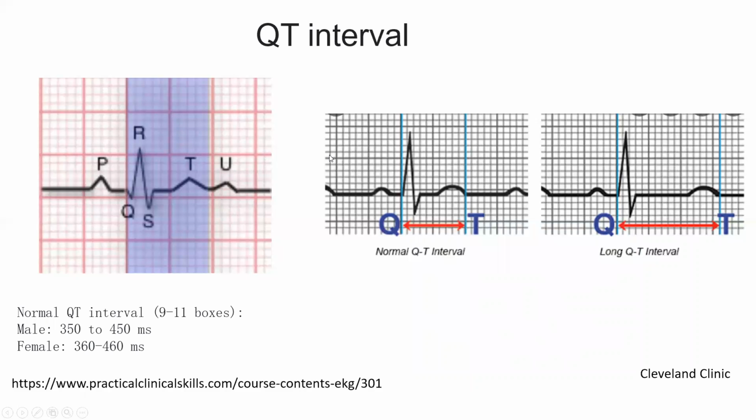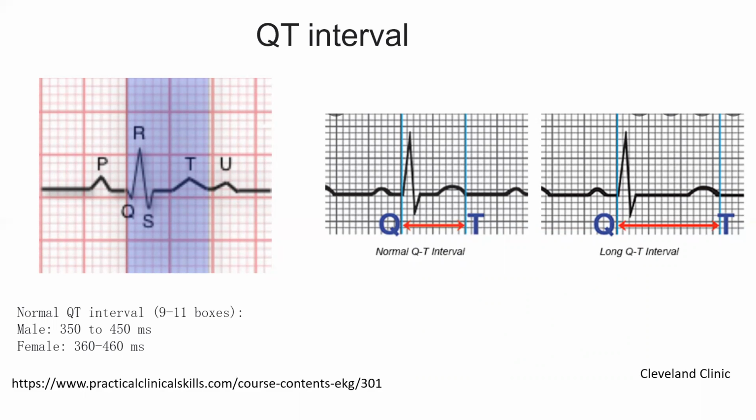Then we will check the QT interval. The normal QT interval is about 9 to 11 boxes. For males, it's about 350 to 450 milliseconds, while for females, it's about 360 to 460 milliseconds.